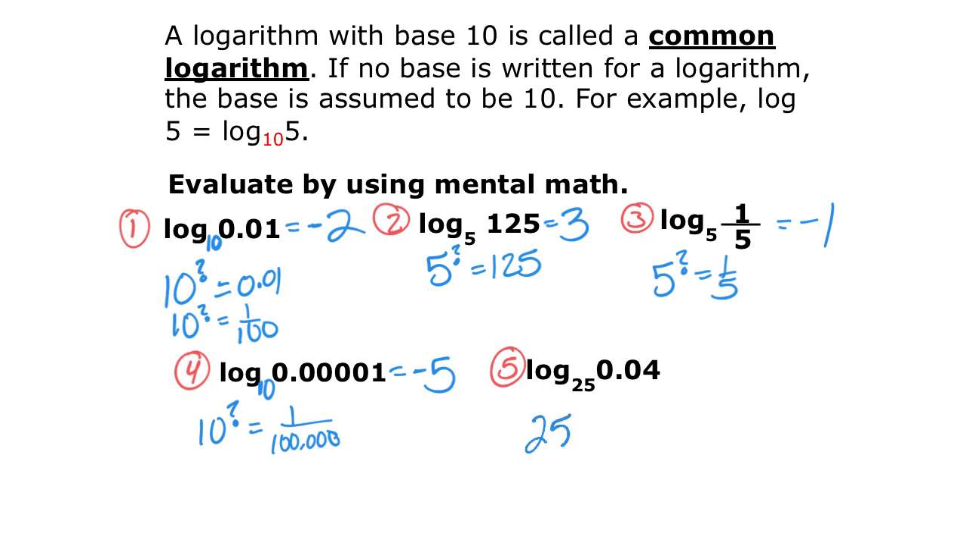In number 5, 25 to what power gets me 0.04, which is 1/25th. And so that would also be negative 1 because that's what's going to make it into a fraction with 25 in the denominator.